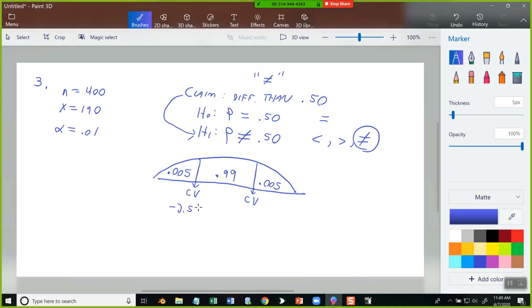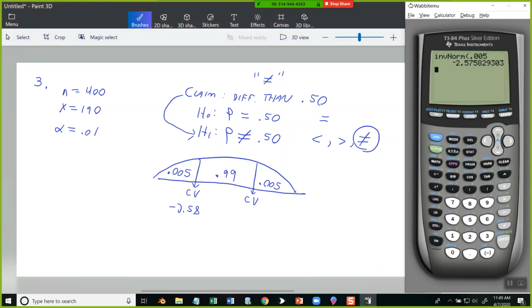I know the other one will be a positive 2.58 based upon what I said, but I'm going to go ahead and go through the steps. Second vars, choose invNorm. Now for the one on the right, we want to add up all the area to the left. So we're going to add up 0.005 plus 0.99, which gives us 0.995, which gives us a positive 2.58.